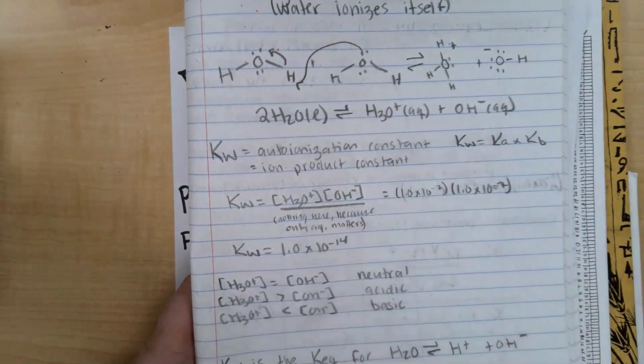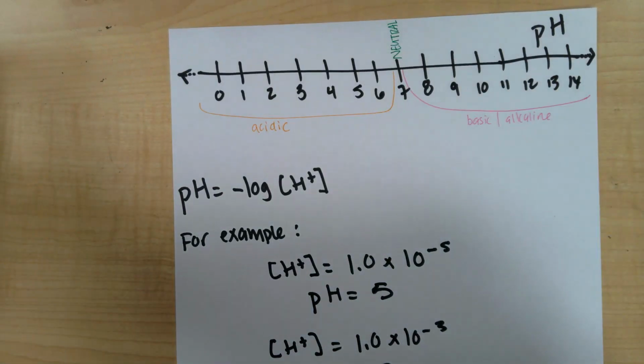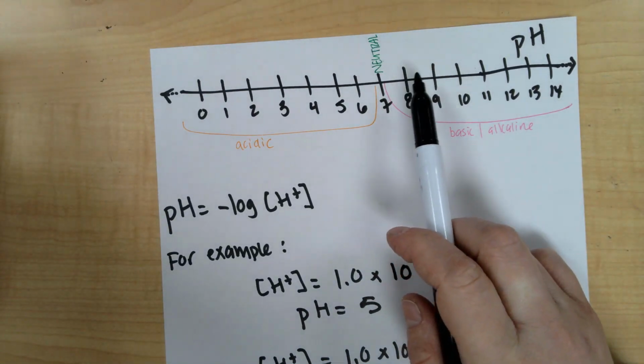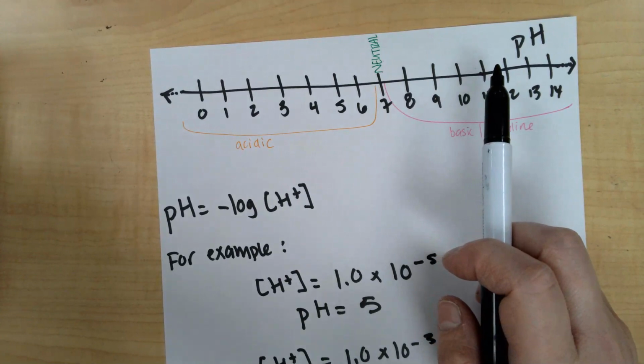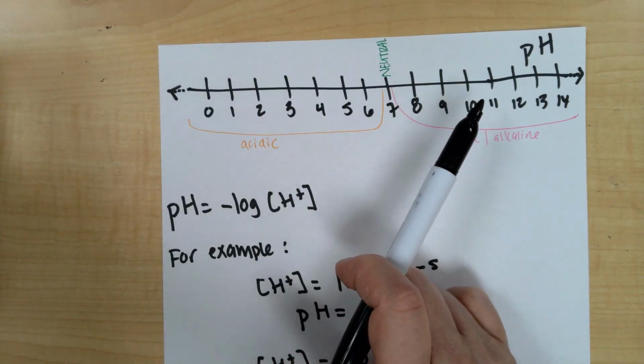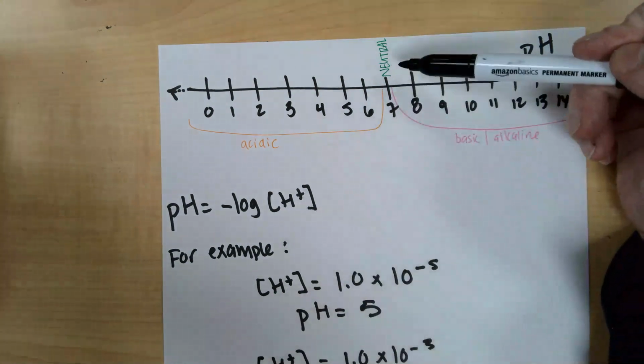The reason that 7 is considered neutral is because it's at that pH of 7 that we have the same amount of hydronium and the same amount of the hydroxide ion. So if we end up with more hydroxide than what's normally produced in water, we know that solution is basic because we have more OH- present in the solution. That's what's right at that neutral point.